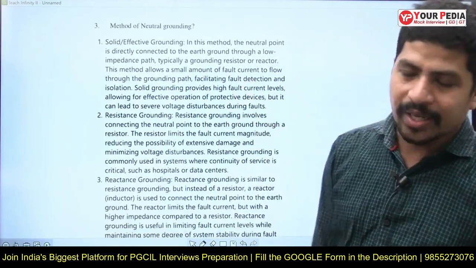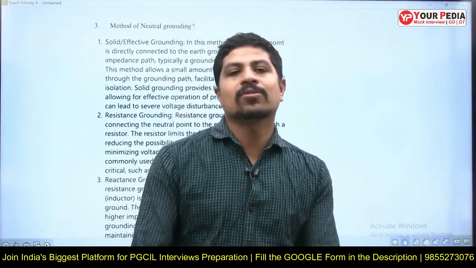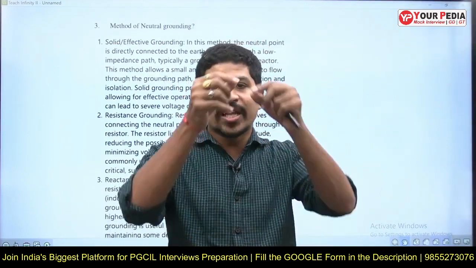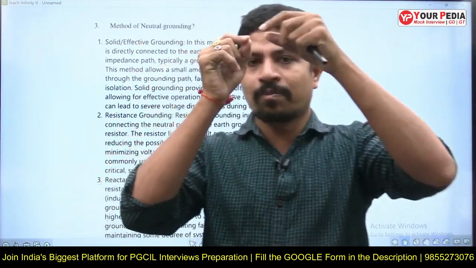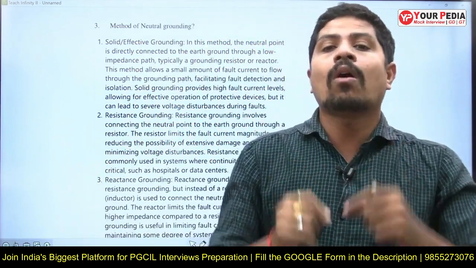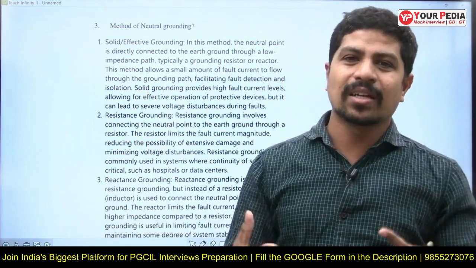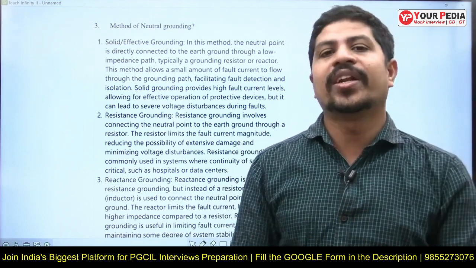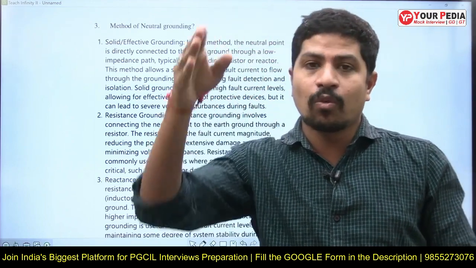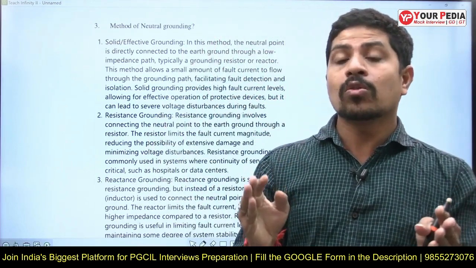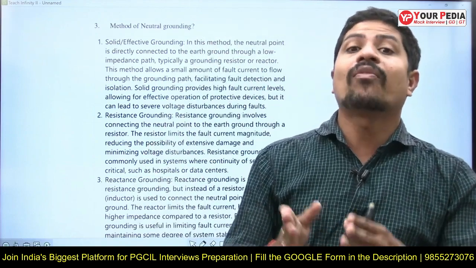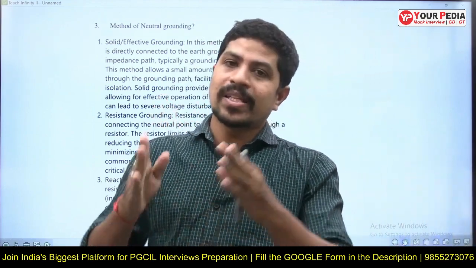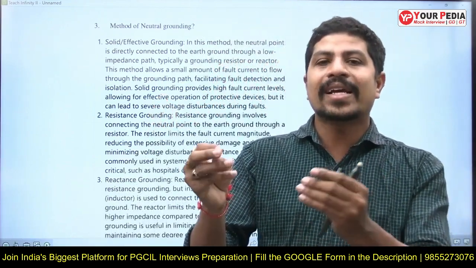Method of neutral grounding. Yes, first of all, what is the purpose of grounding the neutral? For a generator or any three-phase equipment, the neutral must be grounded. If not grounded, suppose I take the case of a synchronous generator, there is no closed path for the flow of fault current. Whenever there is no closed path for the flow of fault current, the fault is not detected by the protection system equipment, mainly the relay.